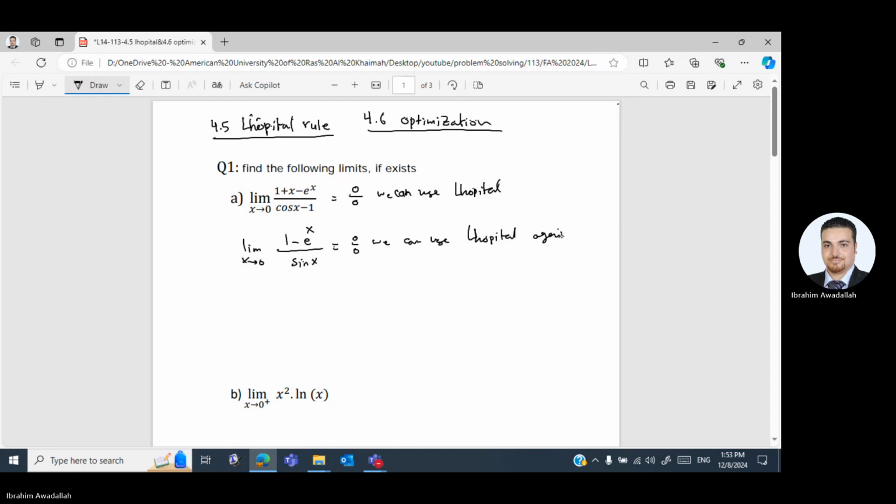again. So the derivative of the top, the derivative of 1, 0 minus e to the power x. Derivative of sine, it's a cosine x. So here the derivative of cosine is minus sine, no problem. It's still 0 over 0. Limit x goes to 0. Substitute 0 here. Minus 1. Substitute 0 here, 1. So the final answer will be minus 1.